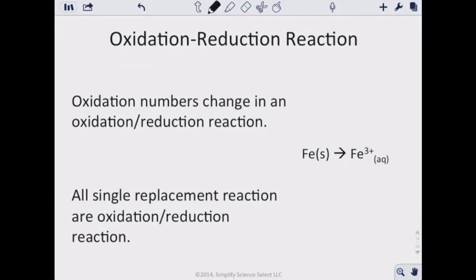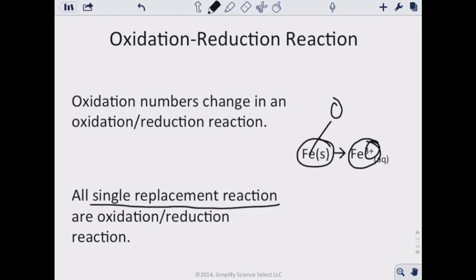Oxidation reduction is any type of reaction where the oxidation numbers change. So solid iron goes into an aqueous substance and becomes iron 3. Its oxidation number changed: as an element it was 0, now it's plus 3. To become plus 3, the electrons had to move. One thing we will point out: all single replacement reactions are oxidation reduction reactions, because if a metal replaces something, it's going to change its oxidation state. So when the oxidation numbers change, you have an oxidation reduction reaction.